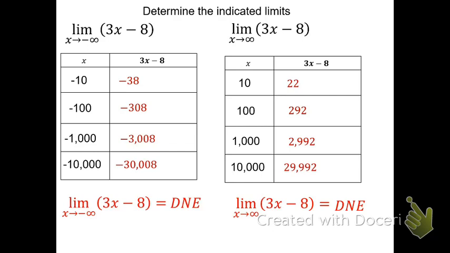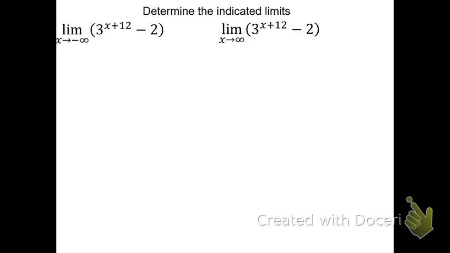Now let's take a look at an exponential. Now we're going to take the limit of 3 raised to the x plus 12 minus 2 as x approaches both positive and negative infinity. Why don't you try these two? Make a table, pick some numbers, and see what happens. Pause the video and then resume the video when you're ready to check your answers. I'll give you a moment.